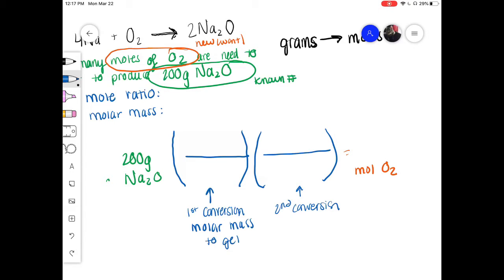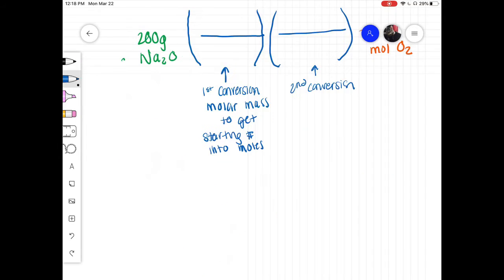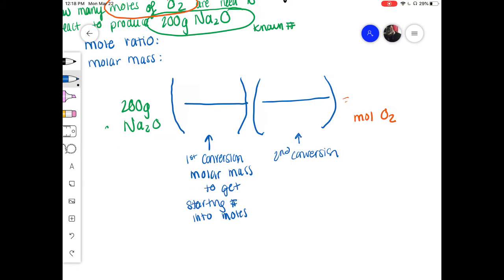To get our starting number into moles, because we can only use our mole ratio as the conversion to change from Na2O to O2, one substance to a different substance. So our second conversion is going to be our mole ratio, and that will allow us to get from moles of Na2O to moles of O2.